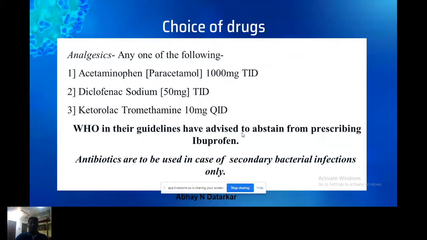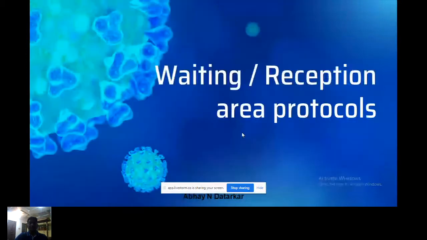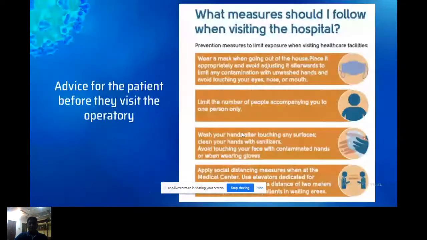Antibiotics are to be used in cases where you feel there is a secondary bacterial infection. Routine antibiotics you can choose according to your choice, and they can be prescribed just to prevent secondary bacterial infection. Now, what are the protocols we are going to follow in the waiting and reception area? I'm going to talk about this in detail.